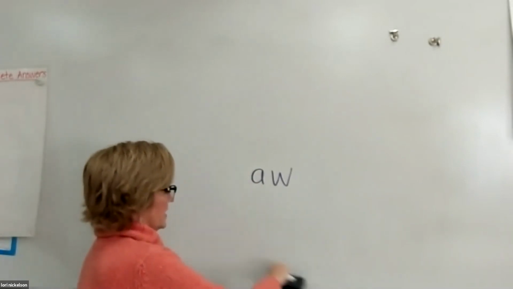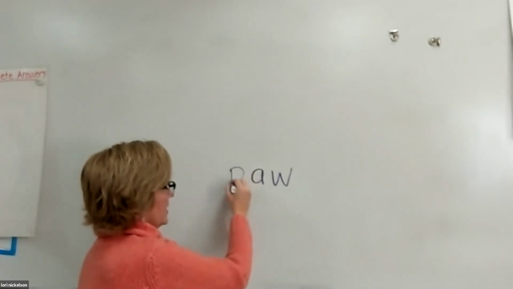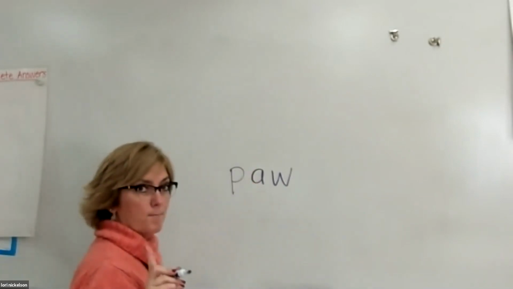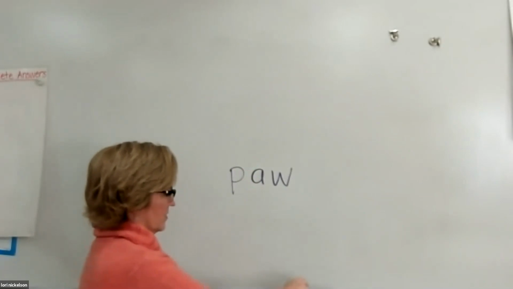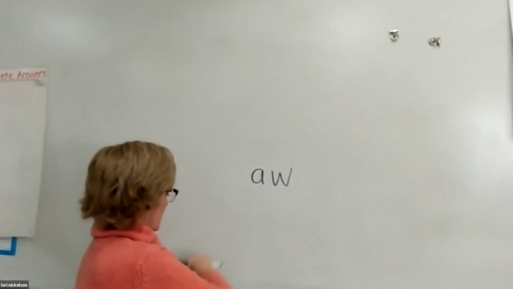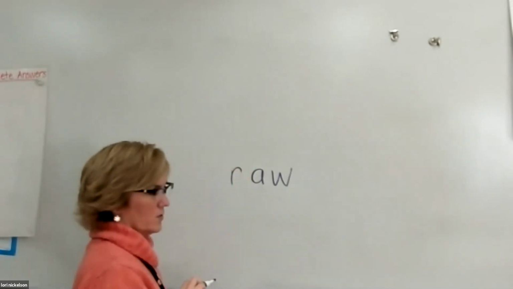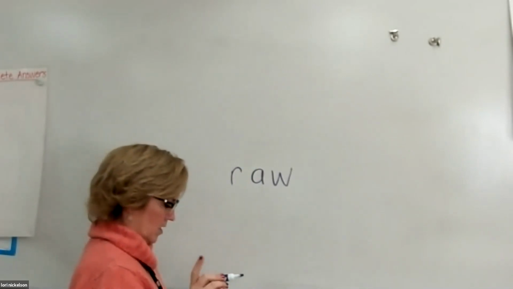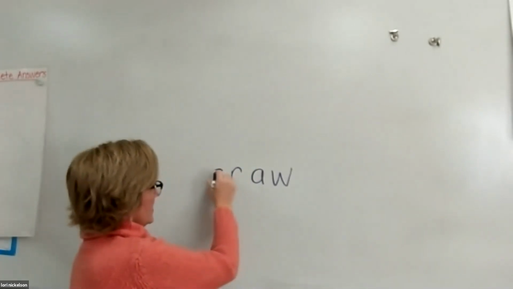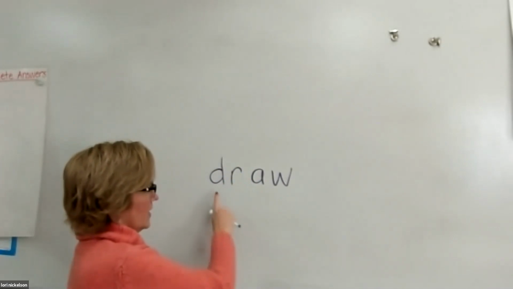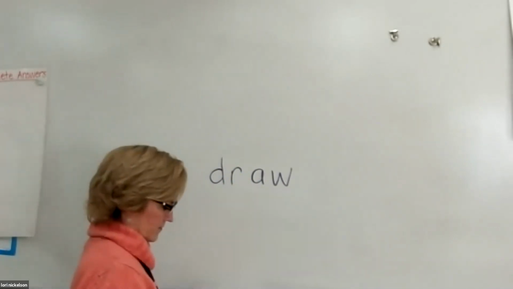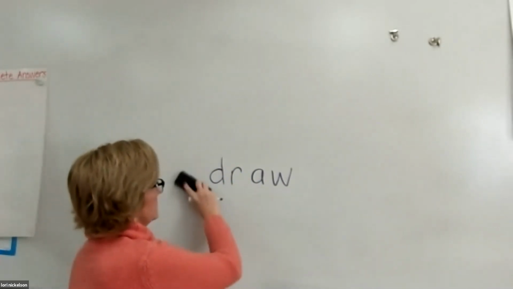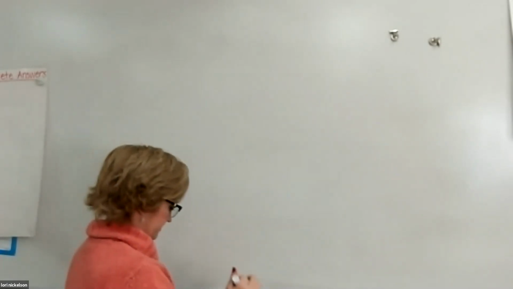What if I change the beginning sound to a P? Now what do I have? Paw, awesome job. What if I change that P to an R? What do I have? Raw. And if I add a D to the beginning, now I have draw. Awesome, guys. All right, let's chain again.